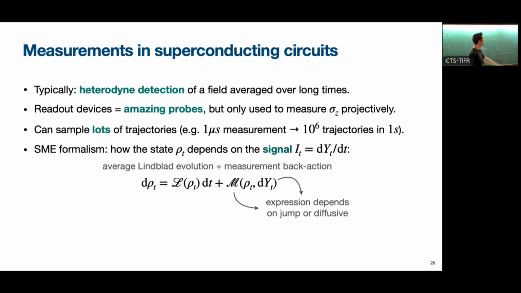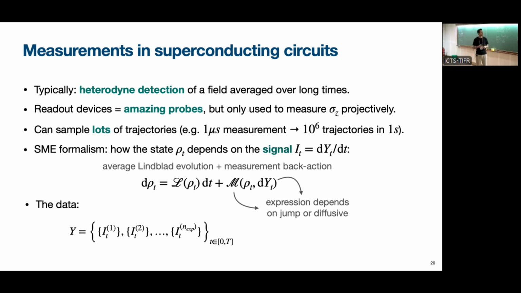The mathematician in the room may frown a little bit at seeing this dy_t over dt. I'll come back to it later. As you know, the stochastic master equation mixes the average Lindblad evolution and the measurement back action, which I've not written precisely here. The expression depends on whether it's a jump measurement or diffusive measurement, and the stochastic process driving the equation can be either Poisson or Wiener, as you know from Pierre's lecture.